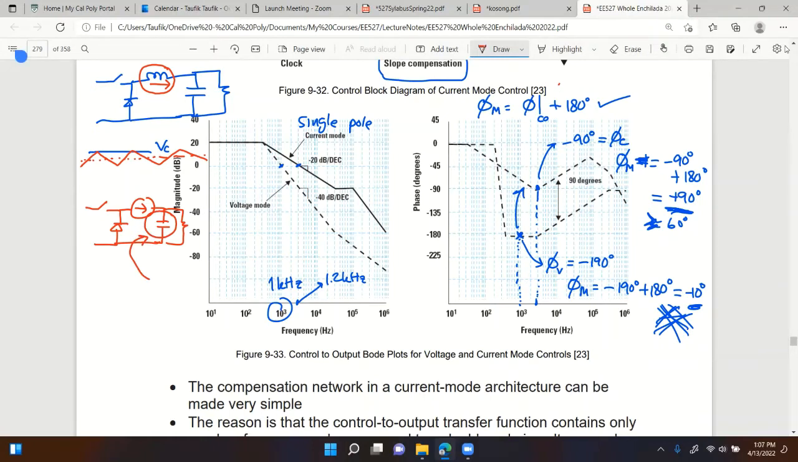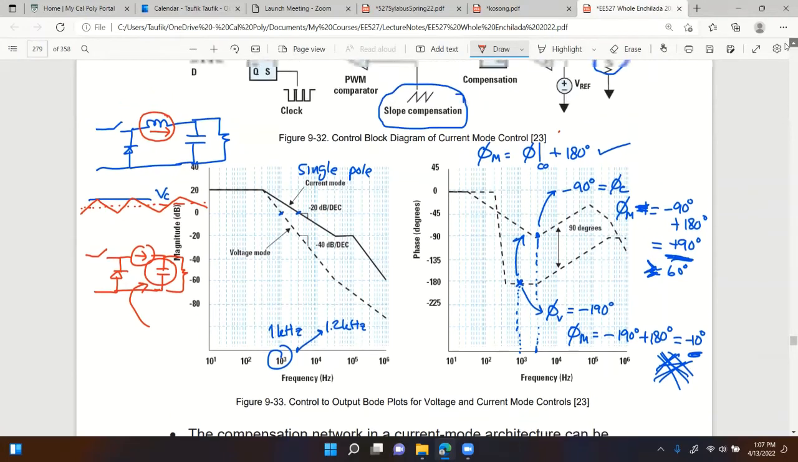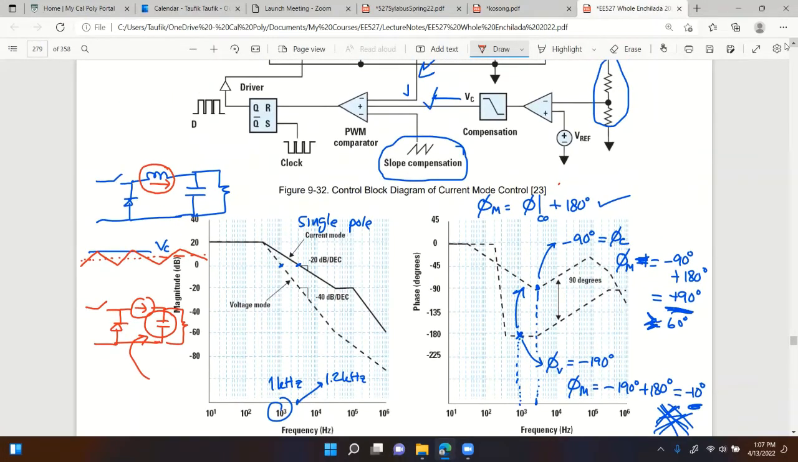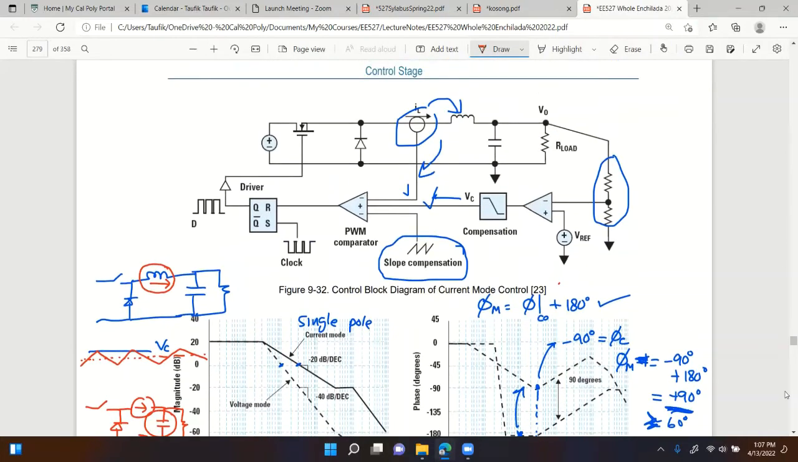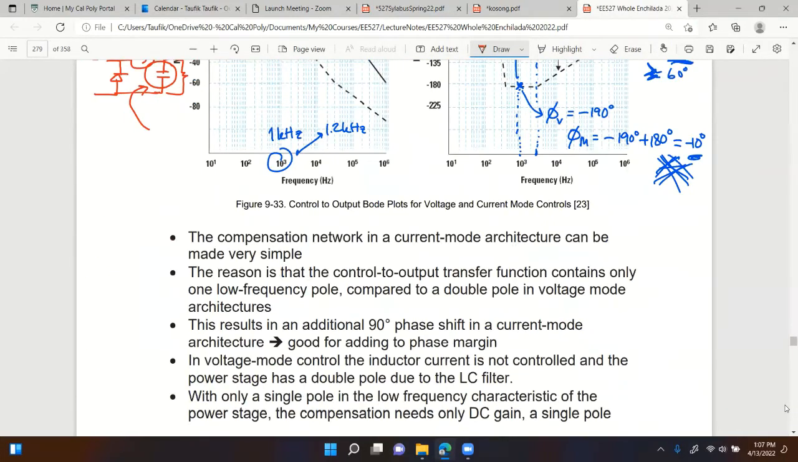So that's why you have a better phase margin if you use current mode, because you're basically limiting the current. You're making the inductor current in steady state to be constant. You're forcing it to be constant based on the compensator. Not the compensator, the error signal. So you'll see in some of the control circuit models of current mode, they replace the inductor with a current source.